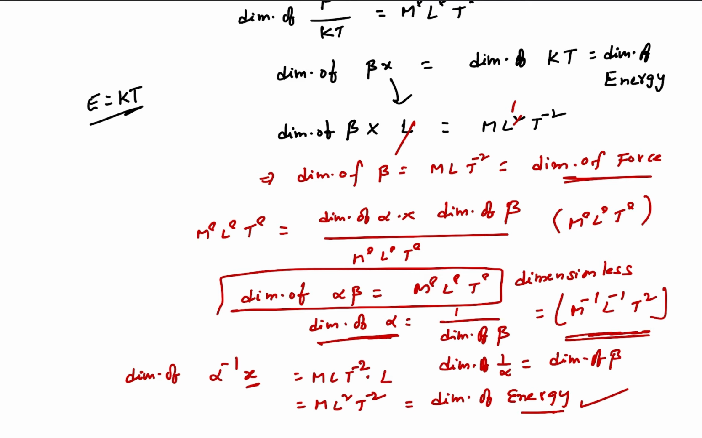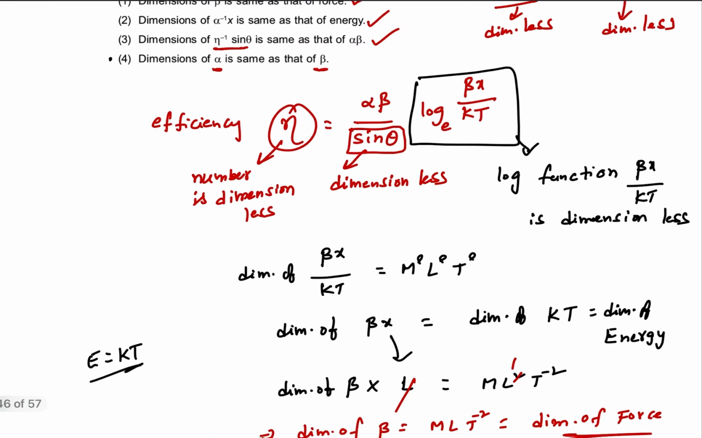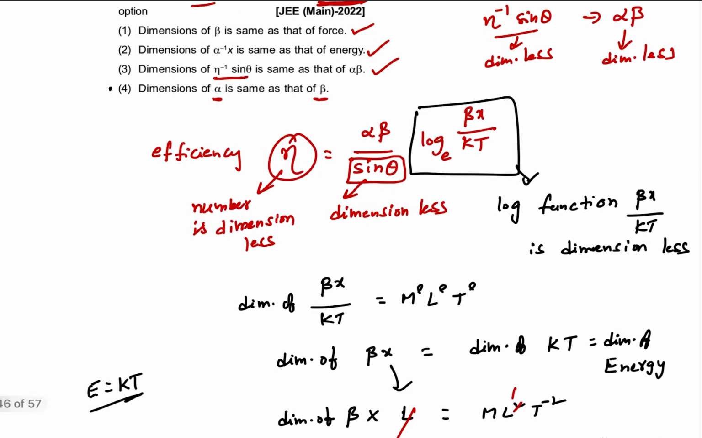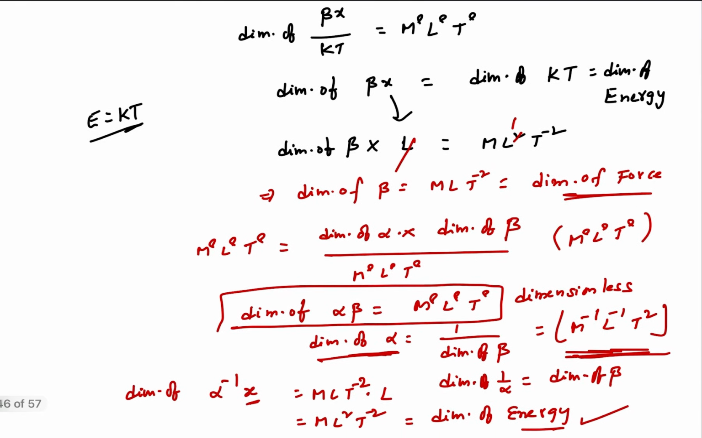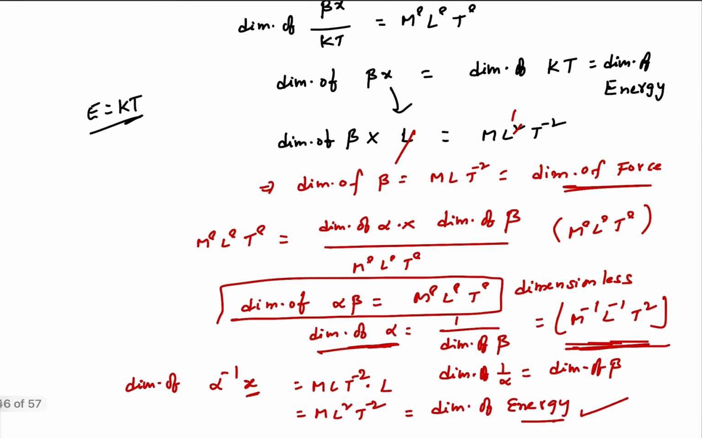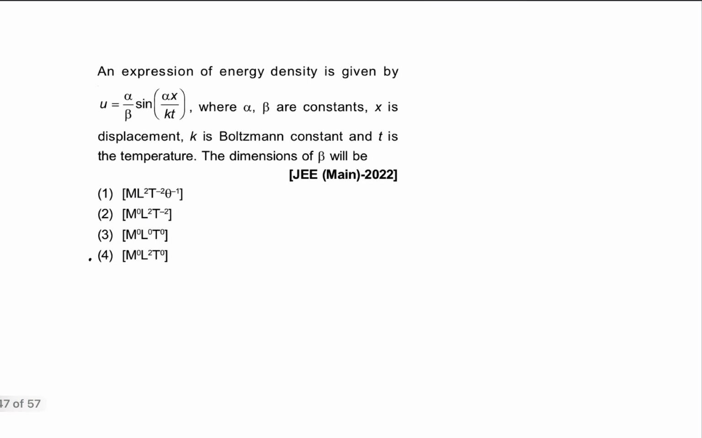Dimension of alpha is the same as beta, they are asking. You see here, the dimension of alpha is equal not to the dimension of beta, it is equal to 1 by the dimension of beta. You check this, so this is the wrong option. They are asking for the incorrect option, so the fourth option is the incorrect option. Check properly.